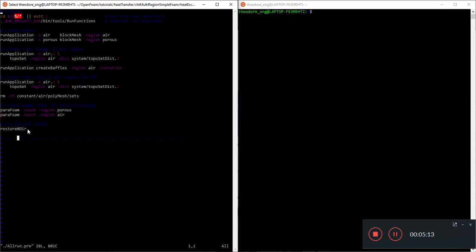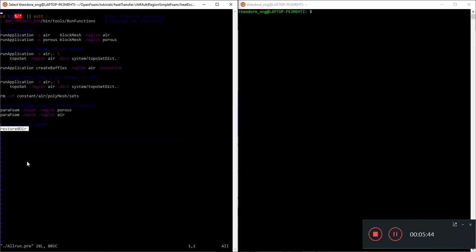Then we set the initial fields by restoring the 0 directory. We know what that does, if you have watched the earlier tutorials, or at least have some basic understanding of OpenFOAM. If not, you can look at the intermediate tutorials or the beginner tutorials. You should know this by now. restore0Dir copies over the 0.orig directory and makes it into the 0 folder, so that we can start running the simulation. Okay, so that's all we have.